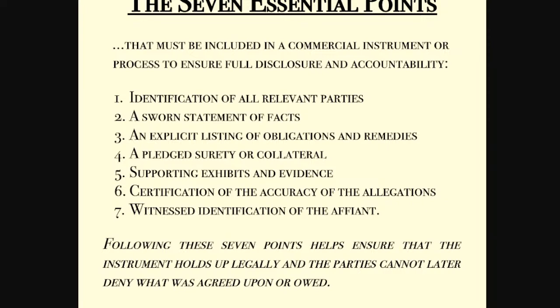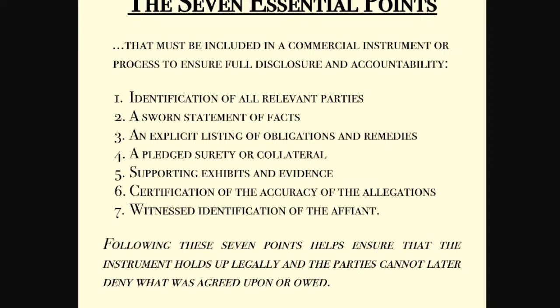Yeah. All right, well, you just can't read the title there. It says the 7 essential points that must be included in a commercial instrument or process to ensure full disclosure and accountability. So when they say that word commercial instrument, well, what are the 7 essential points to that commercial instrument? 1, identification of all relevant parties. 2, a sworn statement of facts. 3, an explicit listing of obligations and remedies. So if there's a problem, how do we remedy the problem here? 4, a pledged surety or collateral. 5, supporting exhibits and evidence. And 6, certification of the accuracy of the allegations.